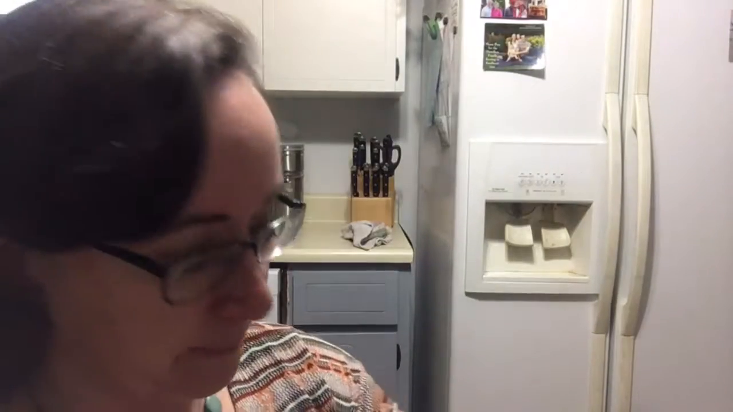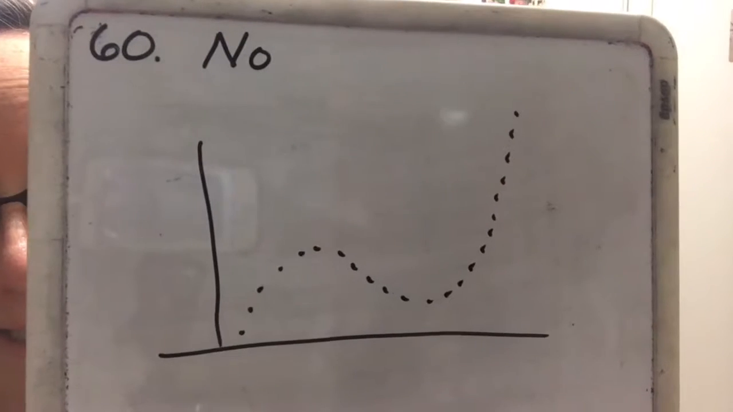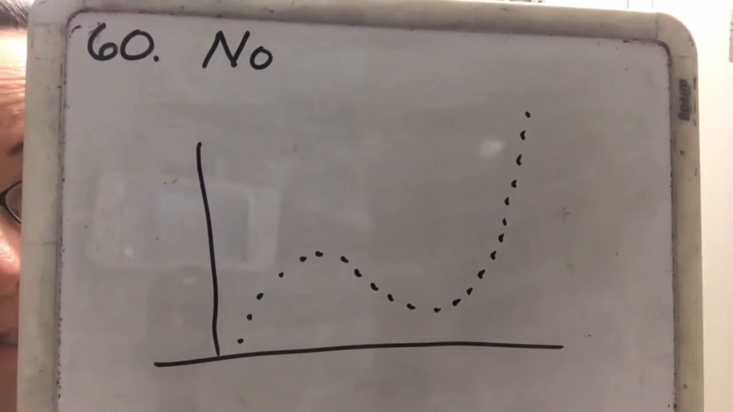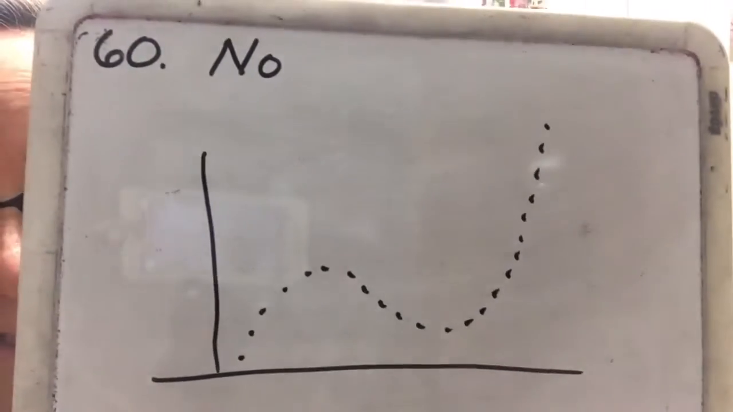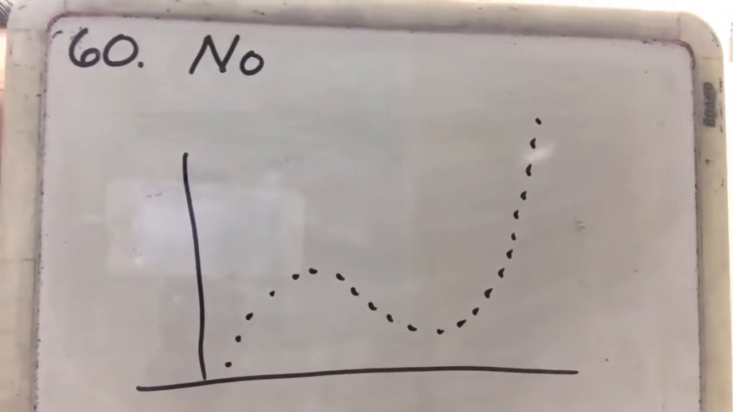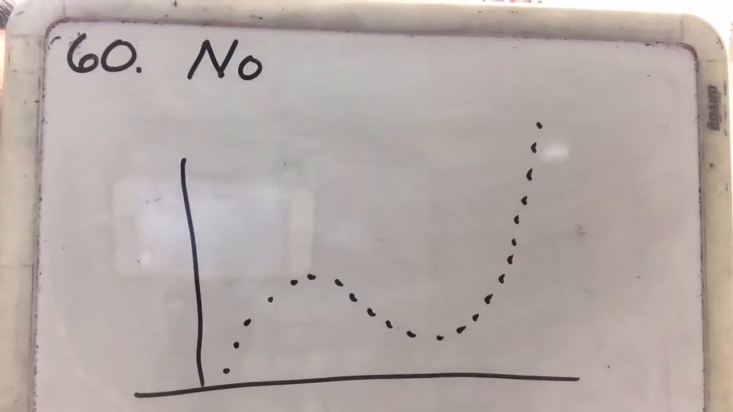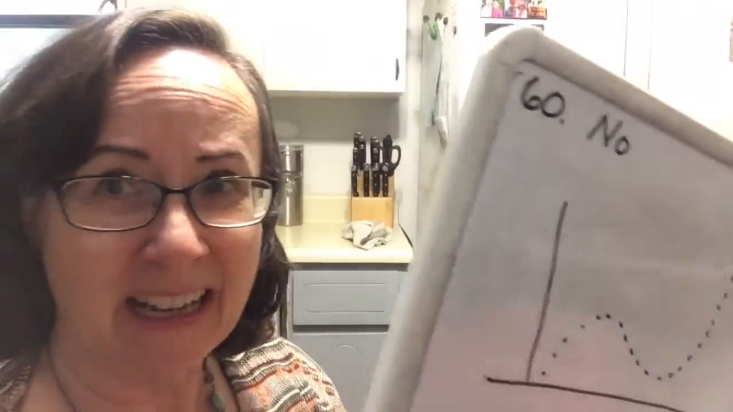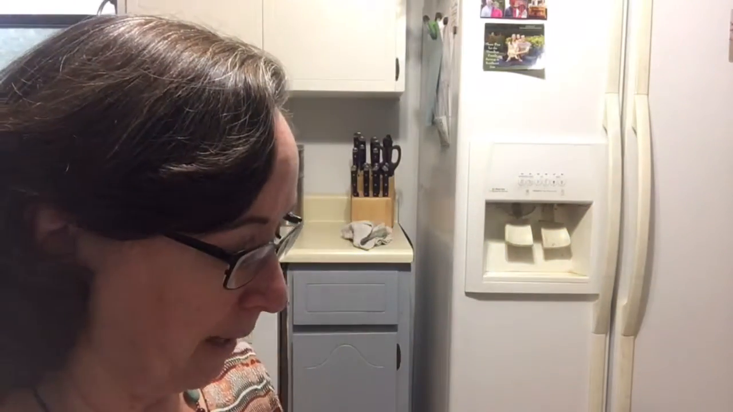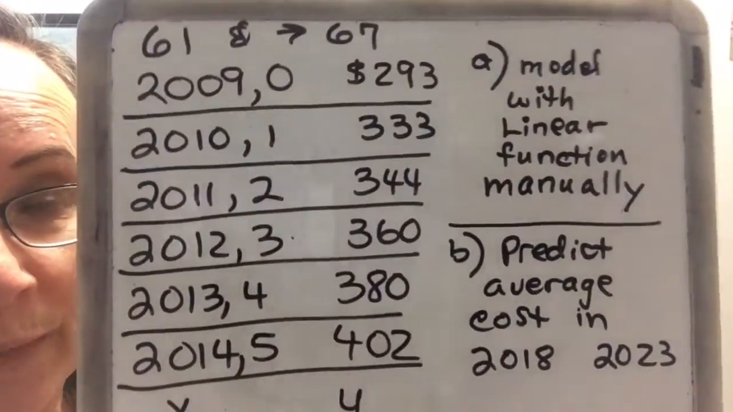Okay, so this one is number 60, and all we were supposed to do with number 60 was determine whether it could be approximated by a linear function, and that's a definite no. This one looks more cubic than anything else, so I just went ahead and put a no there. We did one just like that. So if it doesn't look kind of close to a line, it's not going to be able to be approximated by a line. But this is where we're going to spend the rest of our time on this video.